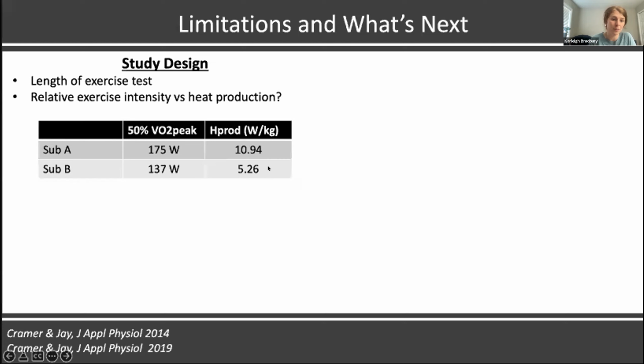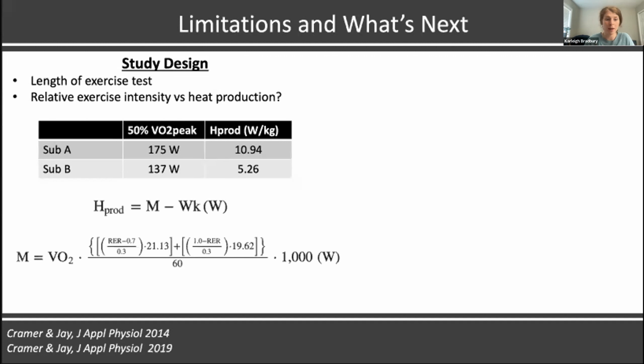So if we look at this table of two subjects from that first study, we can see that both subjects are at 50% of VO2 peak. Subject A is at 175 watts, and they're producing almost 11 watts per kilogram of body heat, whereas subject B is at 137 watts, and they're producing almost 5 watts per kilogram of body weight. So in these subjects, we don't know whether or not we're actually seeing differences in core temperature due to differences in thermoregulation, or if the differences we're seeing are just because these people are producing different amounts of heat. So we can use these formulas and calculate metabolic rate, knowing external workload and body weight, and calculate how much heat people are producing per kilogram of body weight.